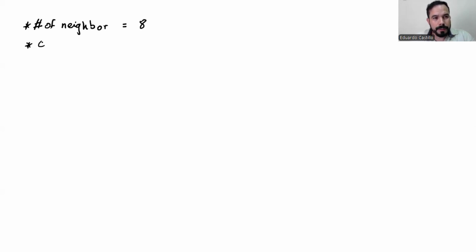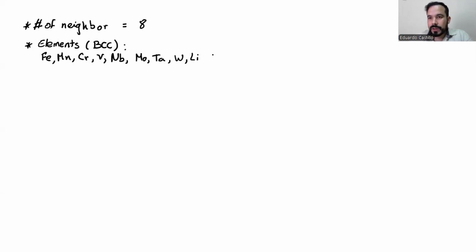And the elements with this kind of structure, that is BCC, among them we have iron, manganese, chromium, vanadium, niobium, molybdenum, tantalum, tungsten, lithium, sodium, potassium, rubidium, cesium, barium, radium, and europium. Now we have more elements. And let us solve an example.